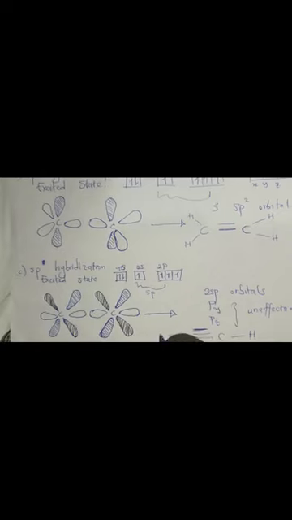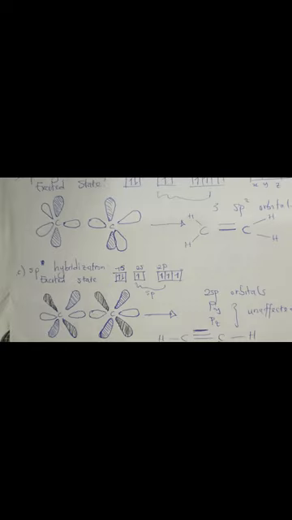So these ones can bond with other atoms, so they can bond with hydrogen and also hydrogen, and this compound is ethyne. Now if we look at each carbon atom, we see that the bond angle here is 180 degrees.